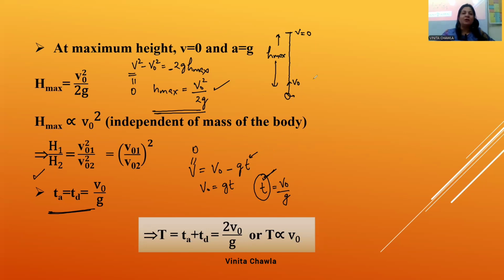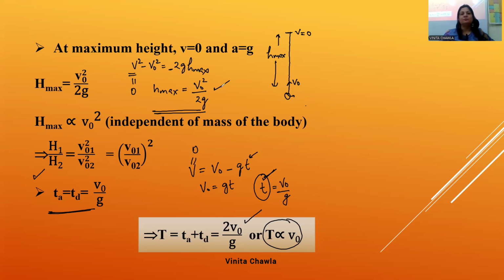Now, the time it takes to go up is the same time it takes to come back down. What is the total time? The total time of flight is v naught by g plus v naught by g, which is 2 v naught by g. So this time depends on the velocity with which the object was thrown up, and the height also depends upon the square of the initial velocity.